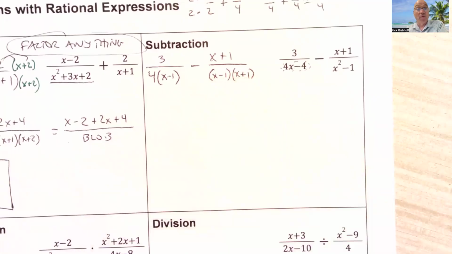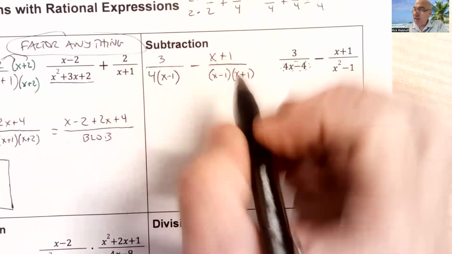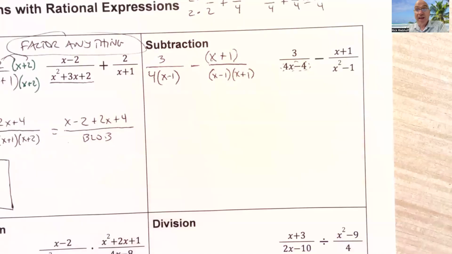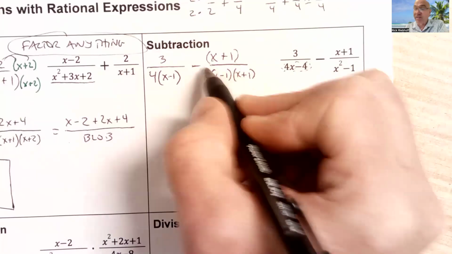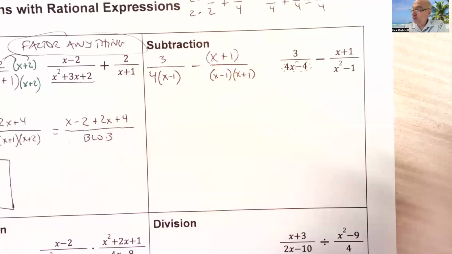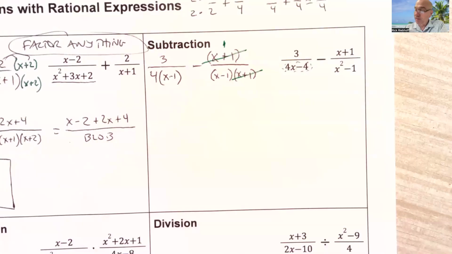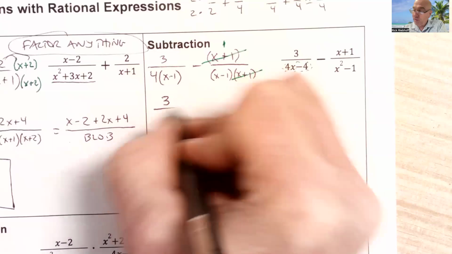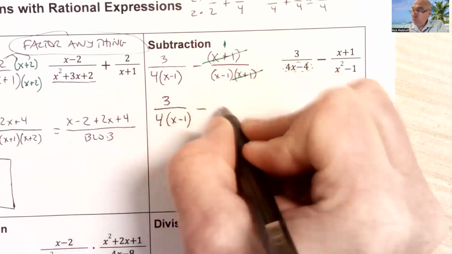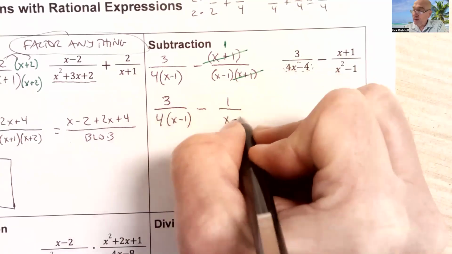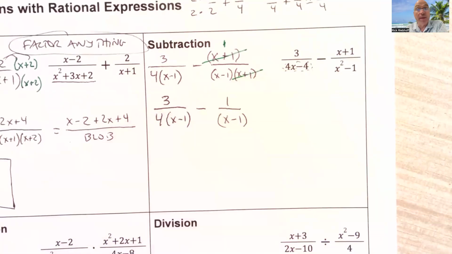Now, notice a couple cool things happen, right? Once I did that, I see that these two cancel out. Ooh, now they don't really cancel, they divide, right? So this divided by this is what? Anything divided by itself is 1. Okay, so I'm going to cancel these out, and this becomes a 1 on top. So let's rewrite it. 3 over 4 times x minus 1 minus 1 over x minus 1. And I'm not going to blob it yet because these are not the same bottoms, but man, this is a lot easier problem now, isn't it?